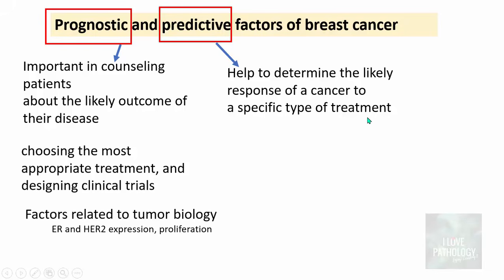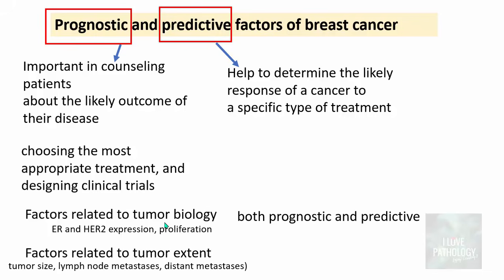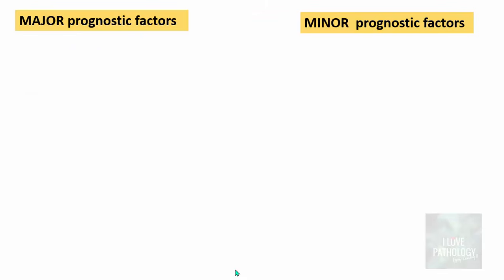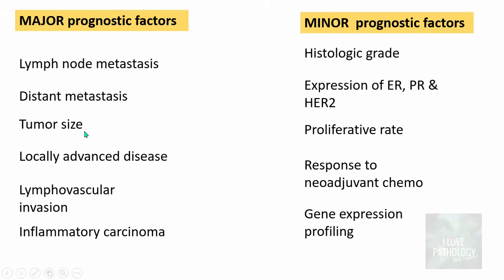Now, the factors relating to tumor biology, which means ER expression, HER2 expression, the proliferation index, all these are factors which relate to tumor biology. These are both prognostic and predictive factors, whereas factors related to tumor extent, that is the size, the lymph node metastasis, the distant metastasis, are primarily prognostic factors. Now, the prognostic factors are categorized as major prognostic factors and minor prognostic factors. The major ones are lymph node mets, distant mets, tumor size, locally advanced disease, lymphovascular invasion, inflammatory carcinoma, and these are all the minor prognostic factors. Let's understand these one by one.